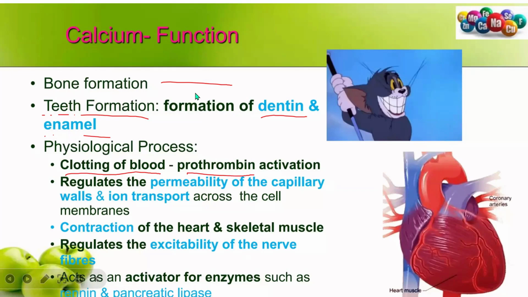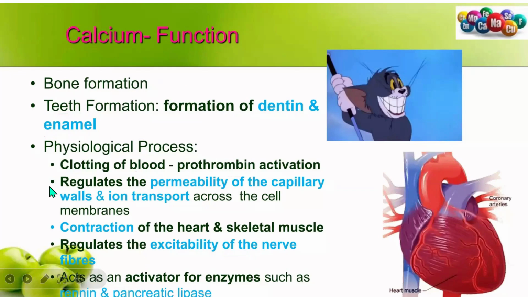And it also regulates the permeability of the capillary walls and ion transport across the cell membrane. It also helps in the contraction of the heart and the skeletal muscles. All these are the functions of calcium. And it also regulates excitability of the nerve fibers. It also acts as an activator for enzymes such as renin and pancreatic amylase. So calcium is important in the activation of enzymes, serving as an enzyme activator.